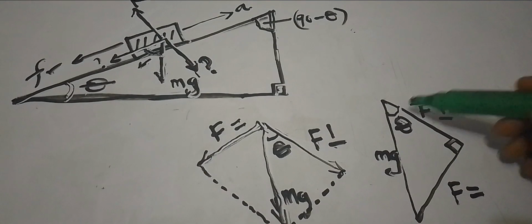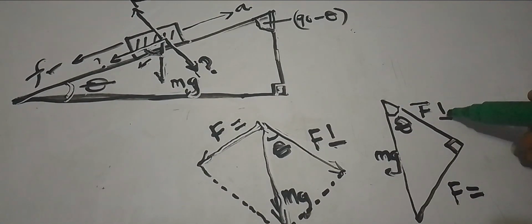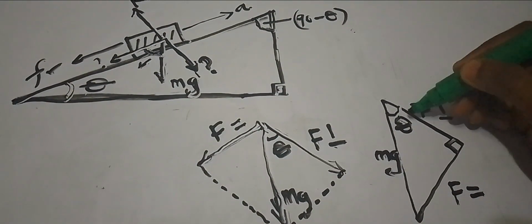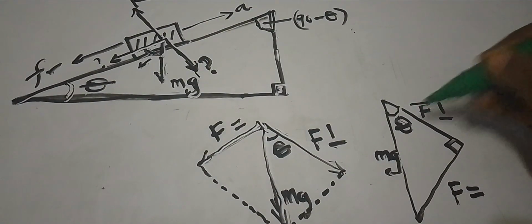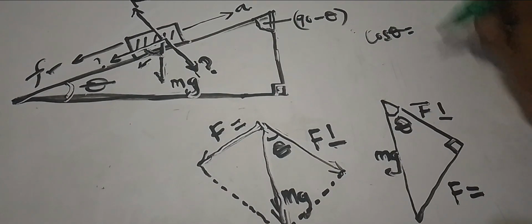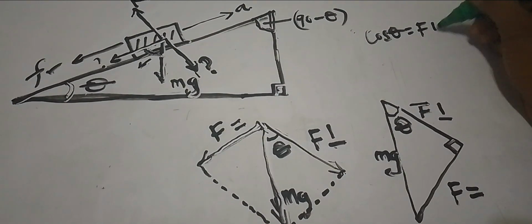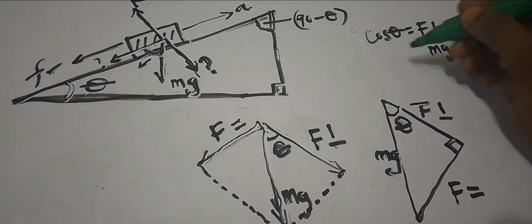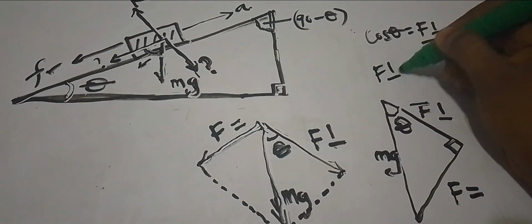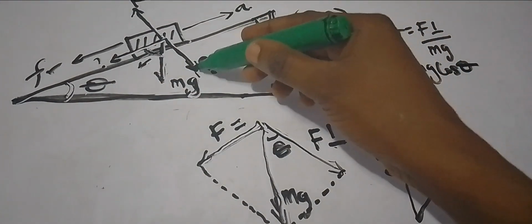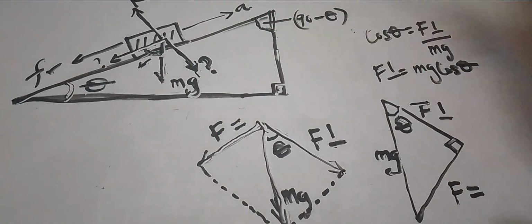So using our SOHCAHTOA, we can first find the force perpendicular to the surface. Looking for the force perpendicular to the surface, this one is going to be the adjacent, and this one is going to be the hypotenuse. So cos theta is adjacent over hypotenuse, where adjacent is the force perpendicular to the surface, and the hypotenuse is our mg. If I cross multiply, the force perpendicular to the surface is going to be mg cos theta.